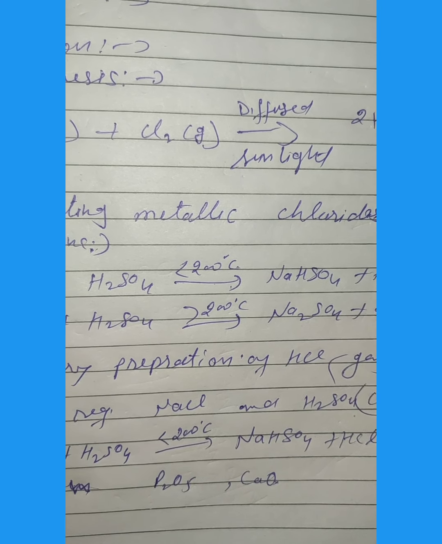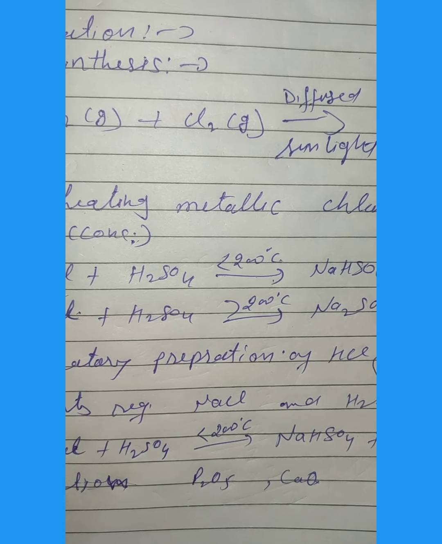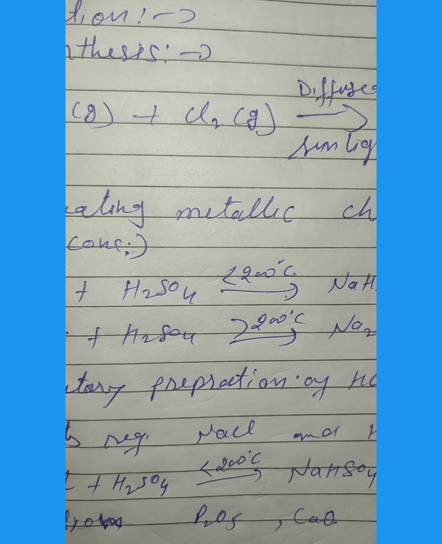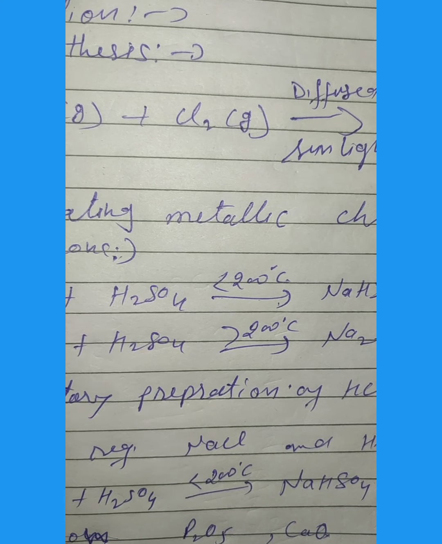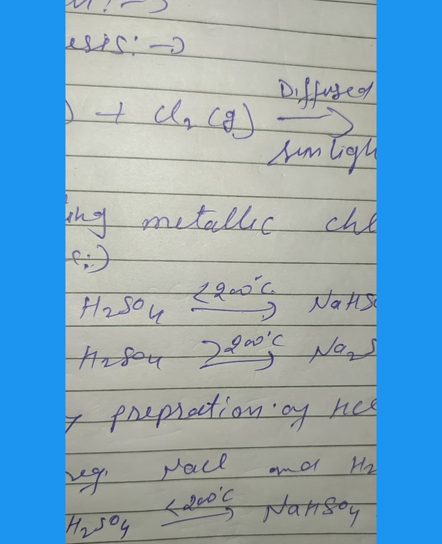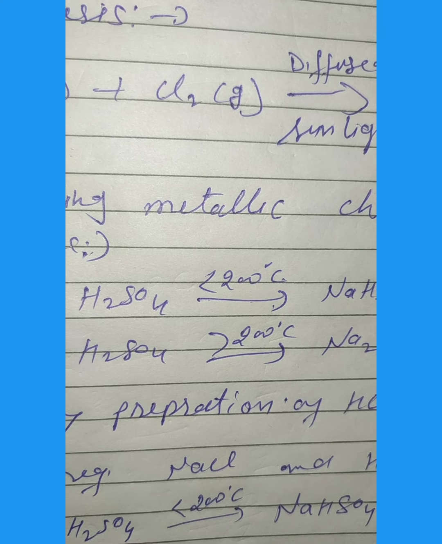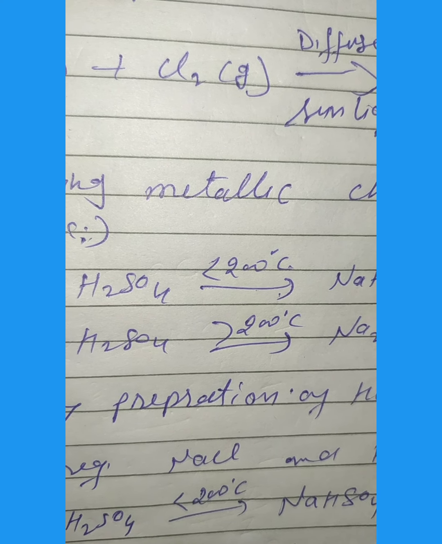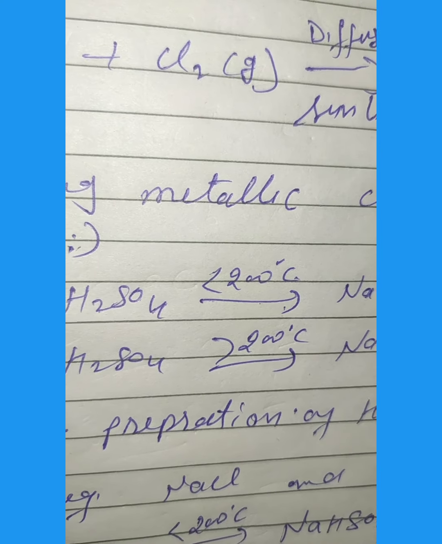I already told you that it is collected by upward displacement of air. It is not collected over water because it is highly soluble. Hydrogen chloride gas can be identified when fumes appear above the jar. Precautions: the lower end of the thistle funnel must be dipped in the concentrated sulfuric acid. The delivery tube should be dipped in a drying agent such as sulfuric acid. Temperature is maintained at nearly 200 degrees Celsius.